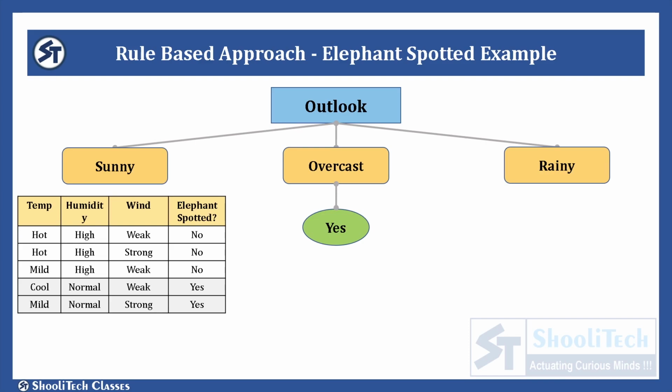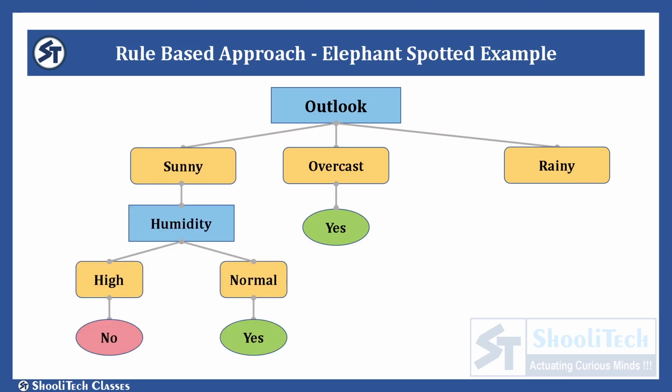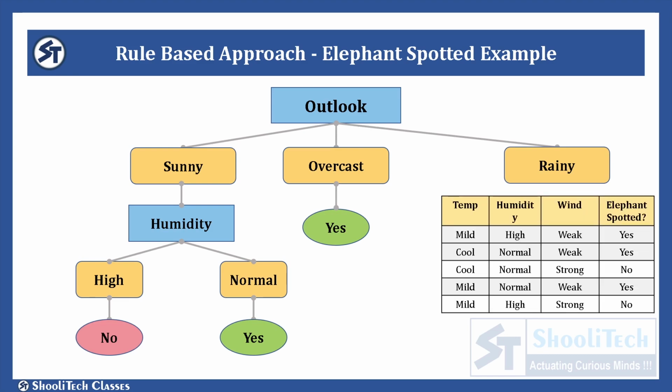Now let's analyze data for sunny outlook. Here in this case, when the humidity is high, then the elephant spot is no, and when the humidity is normal, then elephant spot is yes. Means in case of sunny outlook, decision depends on the humidity. If the humidity is high, then final output is no, and if it is normal, then the final output is yes.